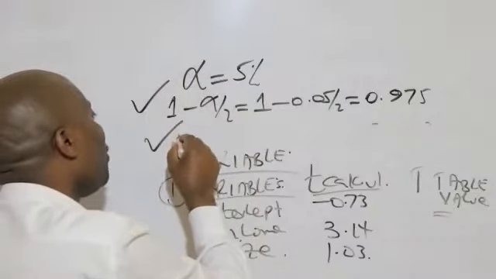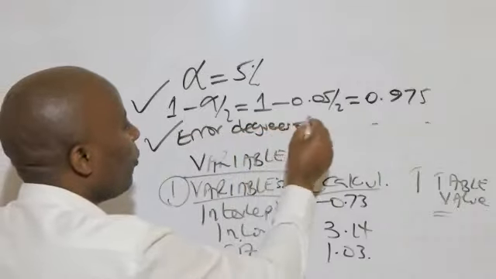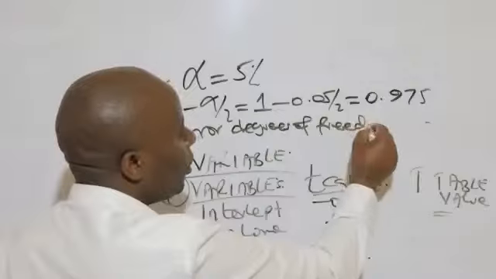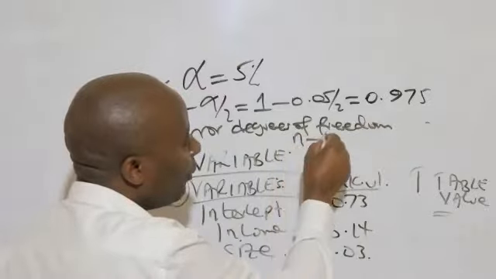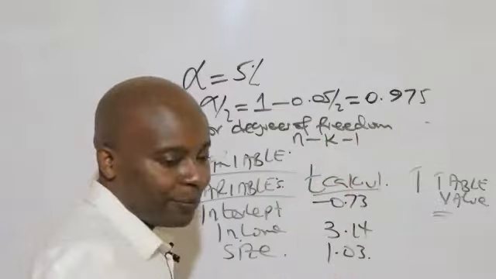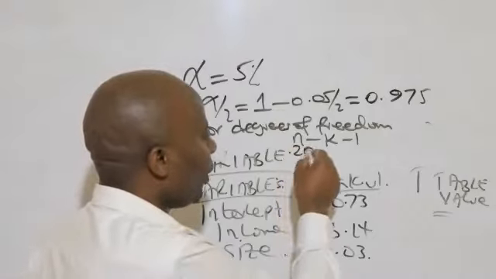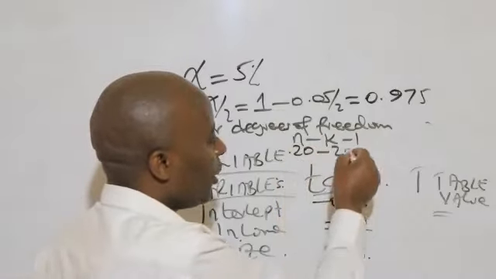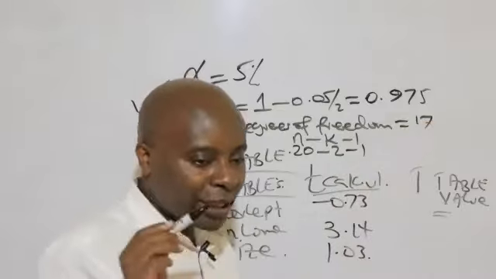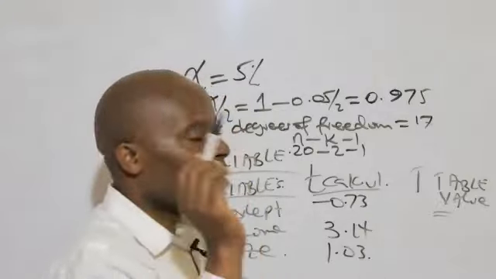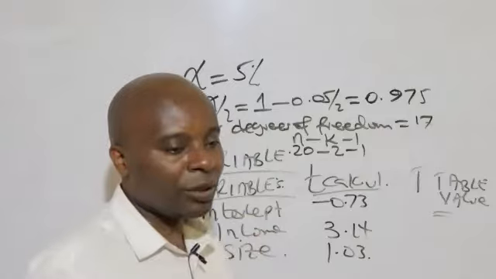Number two, we need the error degrees of freedom. At times the examiner may not give them to you directly. So all you need to do is to remember the formula is n minus k minus 1. Our n here, they gave us 20, k we have got 2, minus 1. So this will give us 17. So now you go to that table, 0.975, all the way.